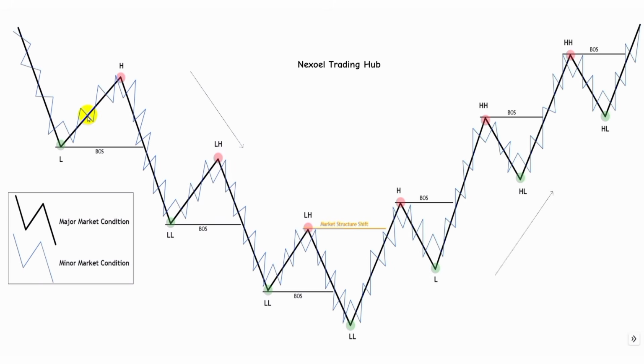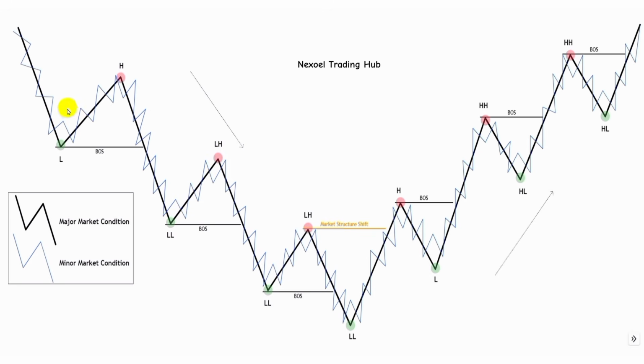So you can see this blue line is actually the minor market condition. So you can see that now we have price took out the swing low points. Price pushed to the downside, gave us the impulsive leg move, pullback, created this high point, pushed to the downside, took out the swing low points.